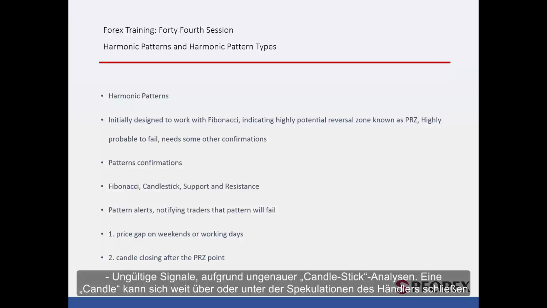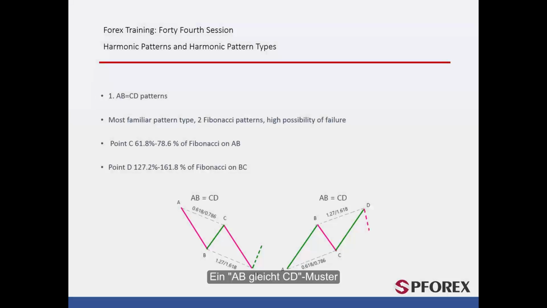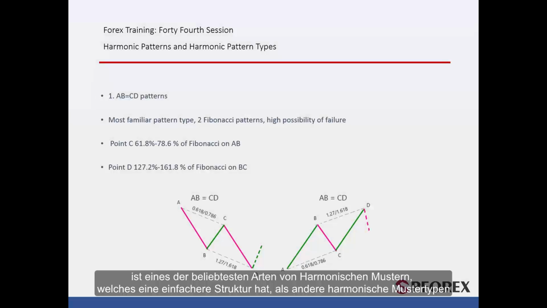Invalid signals can also occur due to inaccurate candlestick analysis. A candle may close far over or below a trader's speculations. The AB equals CD pattern is one of the most popular types of harmonic patterns, which has a simpler structure than the other harmonic pattern types.